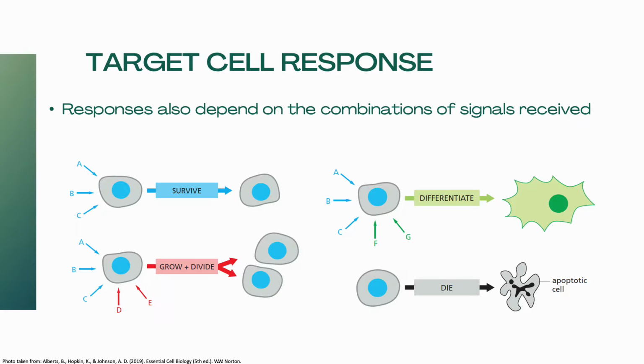Next, the target response also depends on the combination of signals received. In this example, we can see the same cell receive 3 signals, A, B, and C. But 2 of these cells receive another set of signals. This cell gets the D and E signal, and this other cell receives the F and G signal. And you can see that even though all 3 of them have the A, B, and C signal, these 2 have a different response because they have another set of signals. In this case, sometimes when cells don't receive any signals, then they are triggered to do apoptosis or cell suicide.